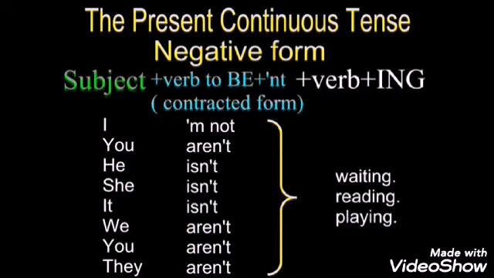So what about the contracted form of verb to be? In the present continuous, I can say, I'm not, you aren't, he isn't. You aren't reading. He isn't playing. I'm not waiting. So this is the contracted form of verb to be with the present continuous. Like if you say, we aren't playing. He isn't dancing. He isn't reading. She isn't waiting.